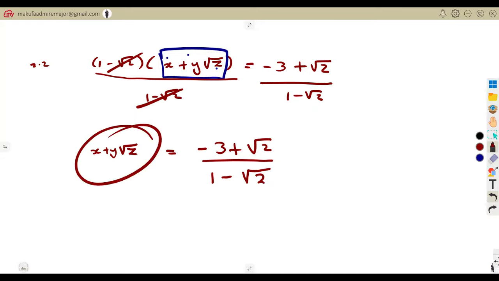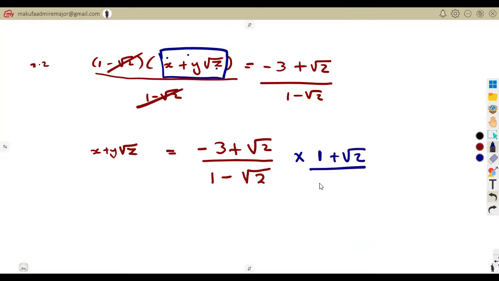So how do we go about it? Remember, rationalizing the denominator: introducing a negative becomes a positive on the part of the square root there. So it'll be 1 plus the square root of 2 over 1 plus the square root of 2.